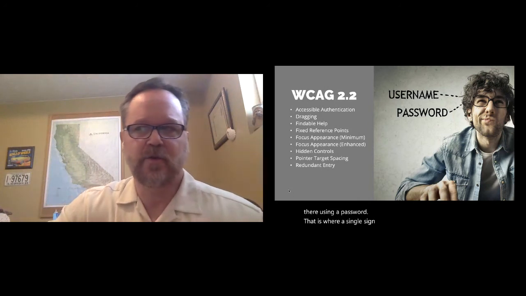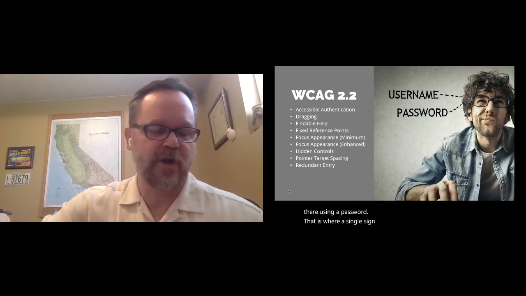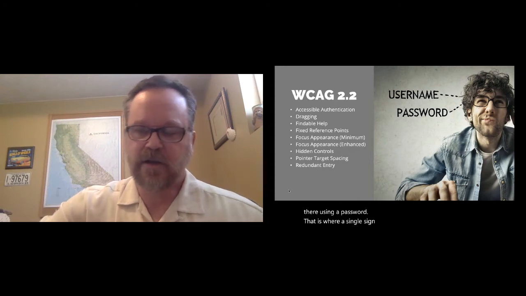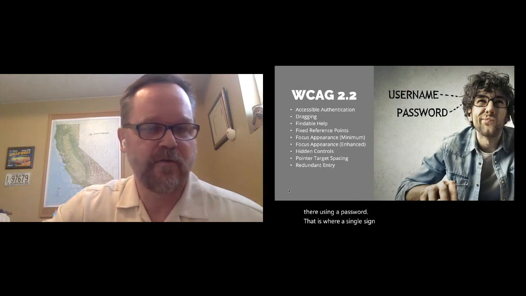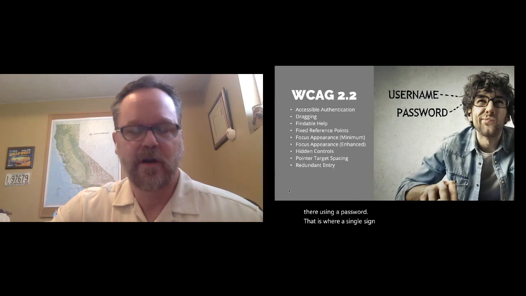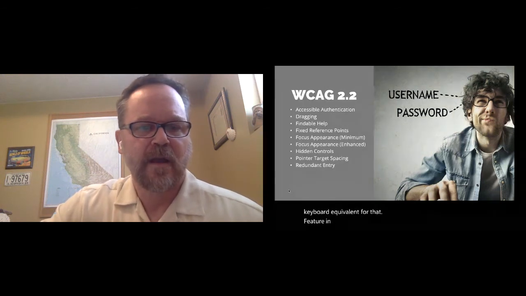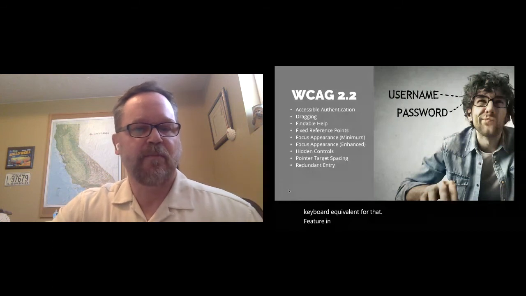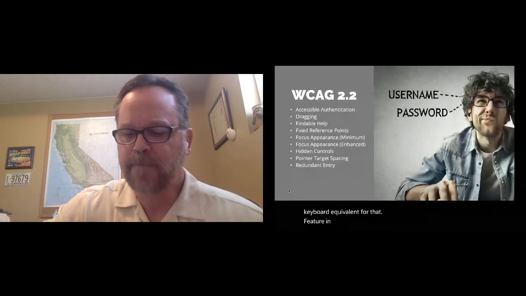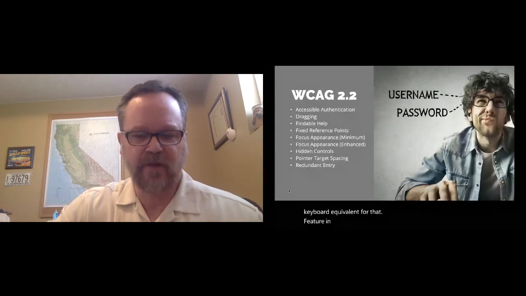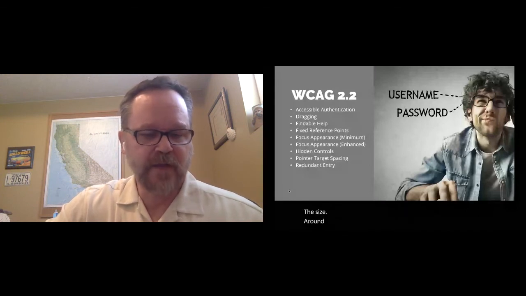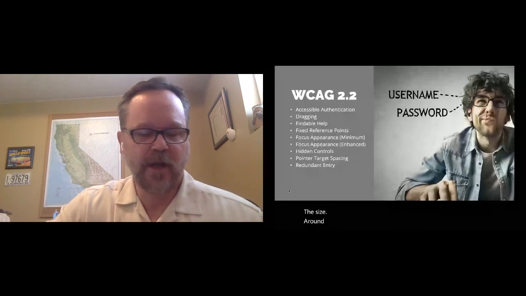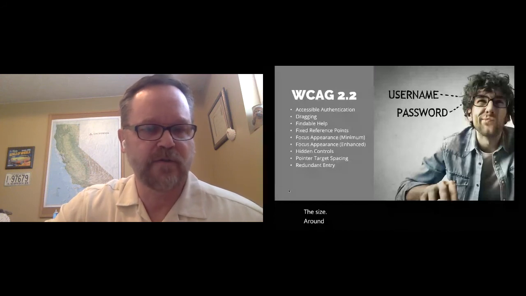Dragging is going to involve that if you can rearrange content by clicking and dragging it on the screen, you'll need to provide a keyboard equivalent for that feature in order to be accessible. Also, things like pointer target spacing. This is going to dictate the size around a target to make it easier for someone with a mobility challenge like Parkinson's or such to be able to use your application.